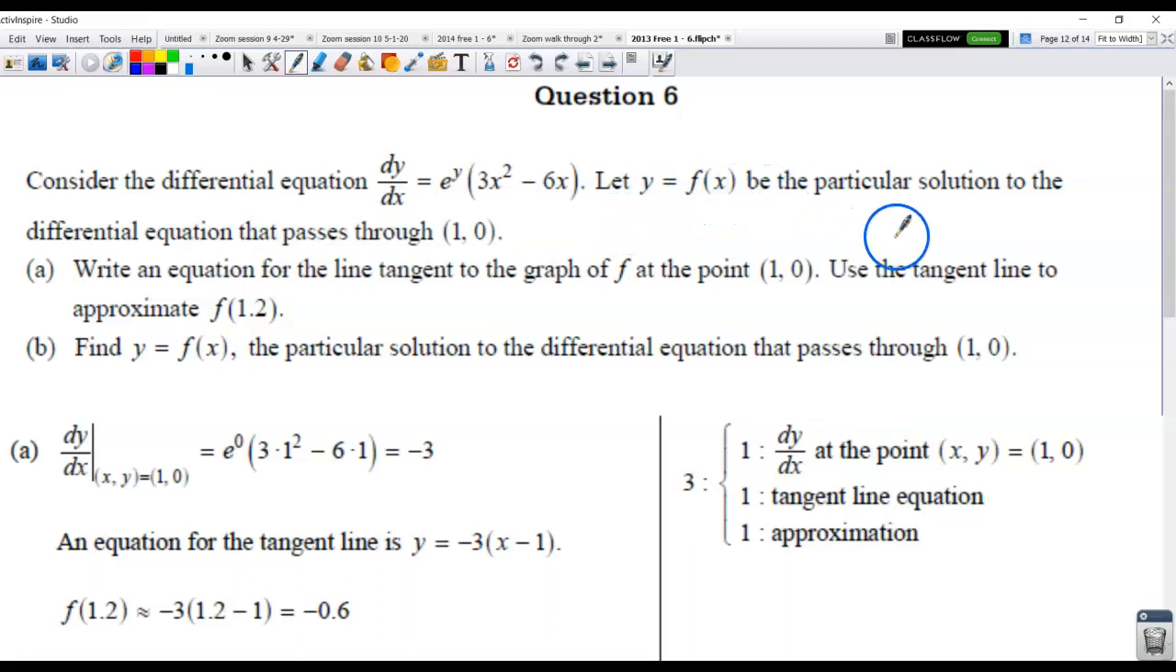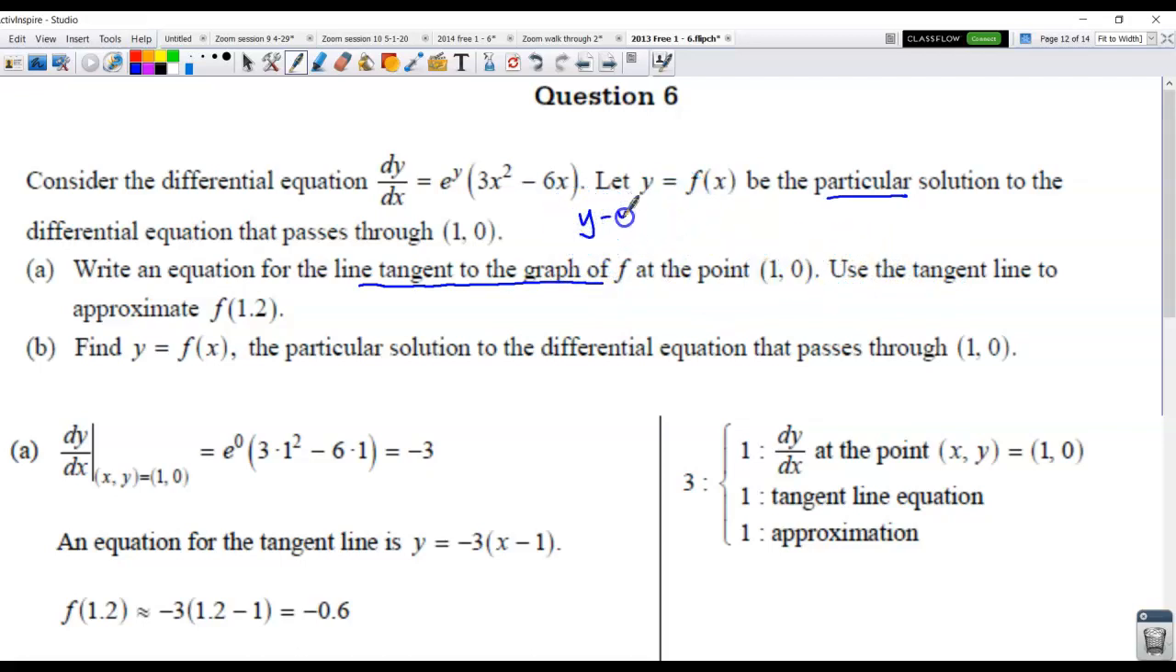Let y equal f of x be the particular solution versus general. Remember, general solution is plus c. Particular solution is when you solve for c. In letter A, we're going to write the equation of the line tangent to the graph of f at 1, 0, and then we're going to use that tangent line to approximate a y value.